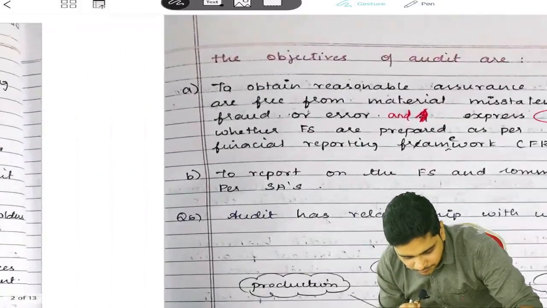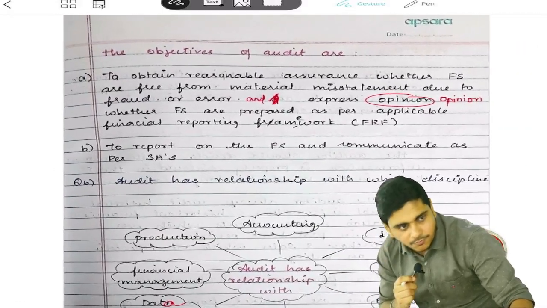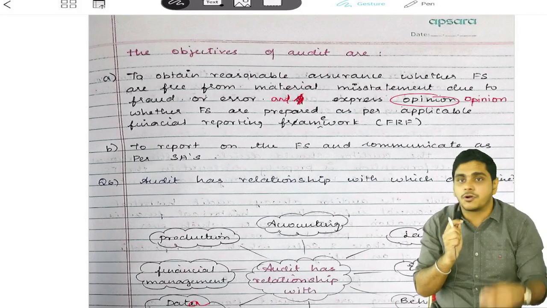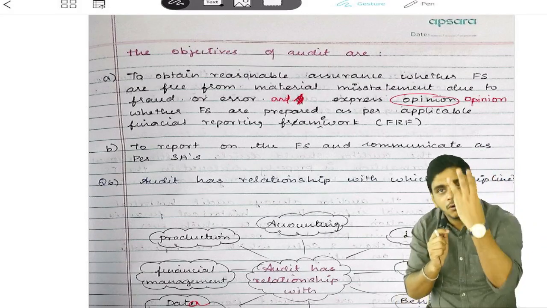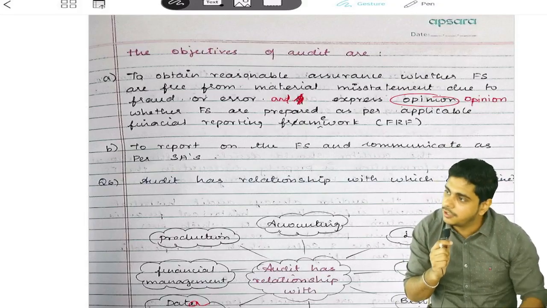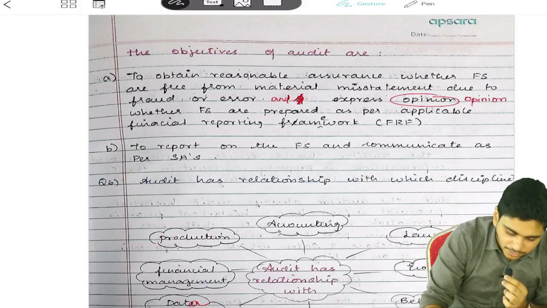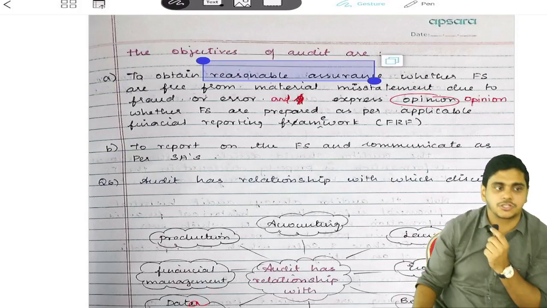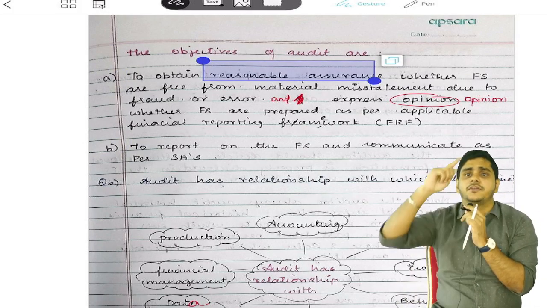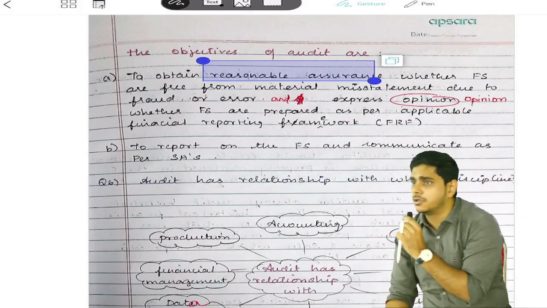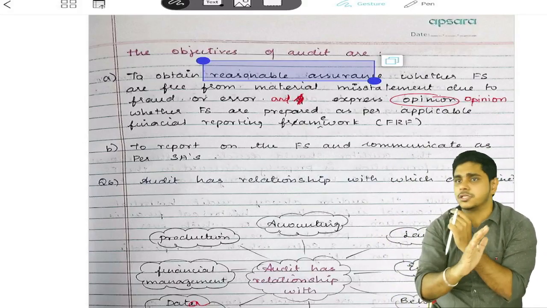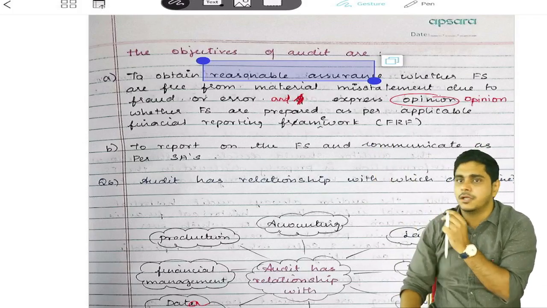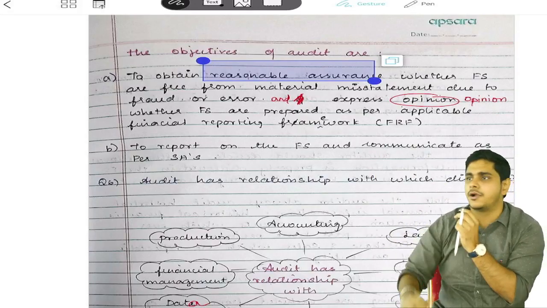What is my objective? There are 2 objectives. If you write 3 objectives in the exam, then a second attempt will come to you, because in the SA only 2 objectives have been given. So in the exam, you will write only 2 objectives. Now, A and B. To obtain reasonable assurance. Which assurance? On day 1 we discussed: can we give 100% assurance? What we give is reasonable assurance. Is it more than 100% or less than 100%? Less than 100%.